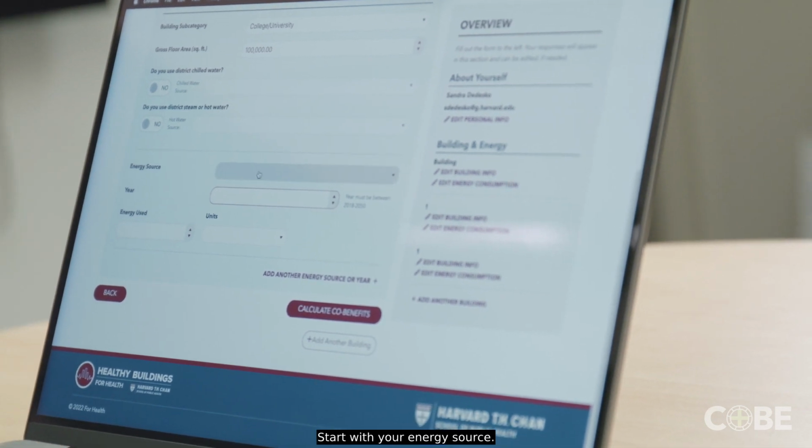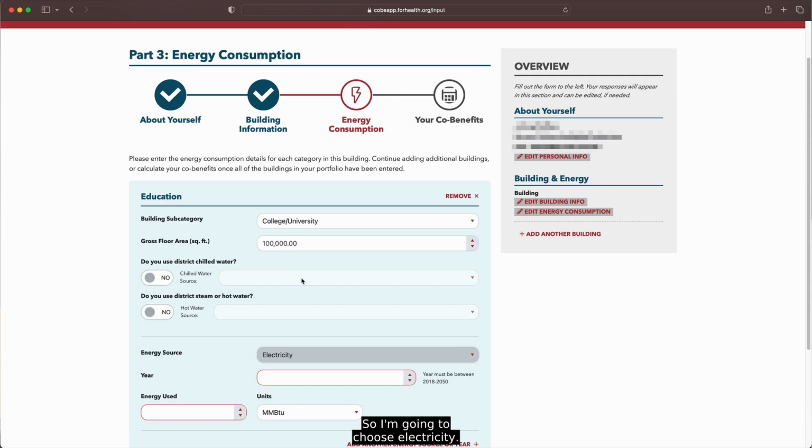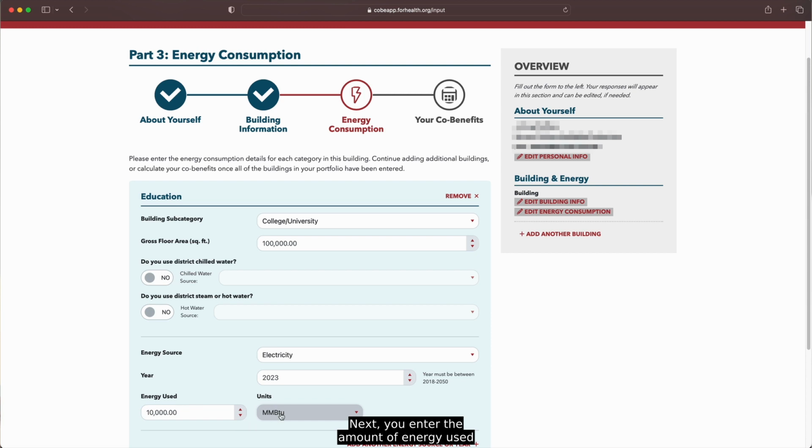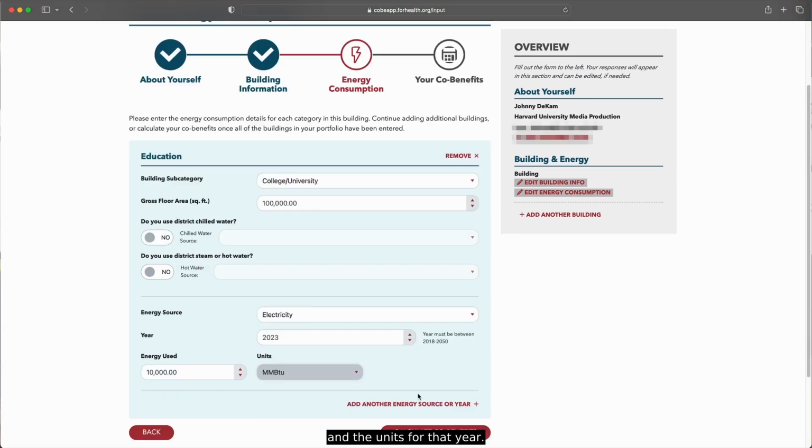Start with your energy source, so I'm going to choose electricity. The year of interest, I'm entering the current year 2023, but note that you can project out into the future up until 2050. Next, you enter the amount of energy used and the units for that year.